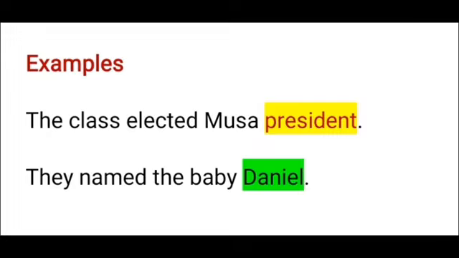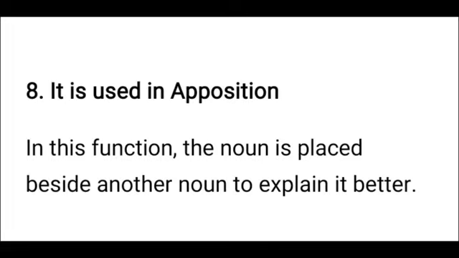Example 2, they named the baby Daniel. Here, Daniel describes the baby. It renames the baby. And the baby is the object. Hence, Daniel is object complement in as much as it describes the baby. Function number 8. It is used in apposition. This means that it is placed beside another noun to explain it better.